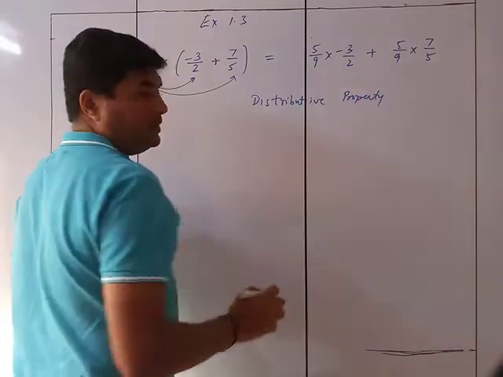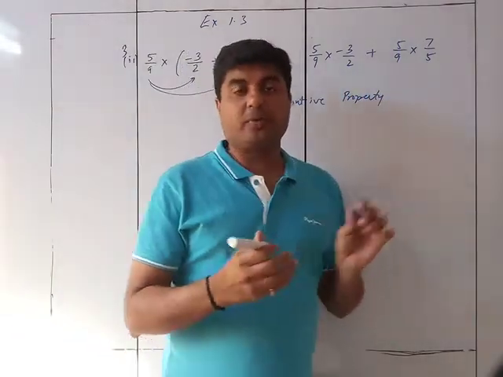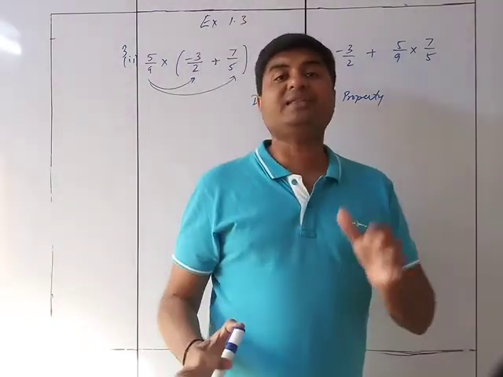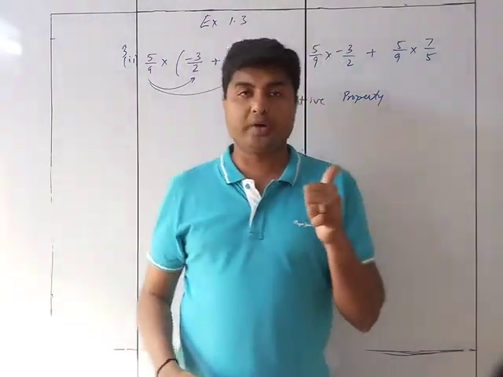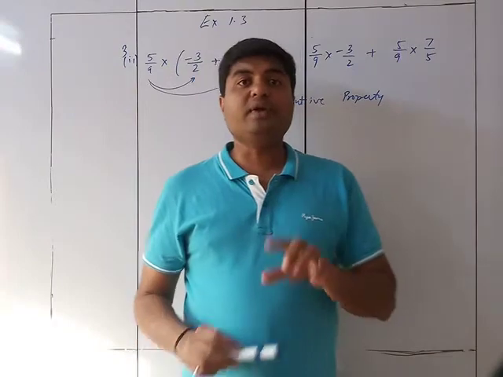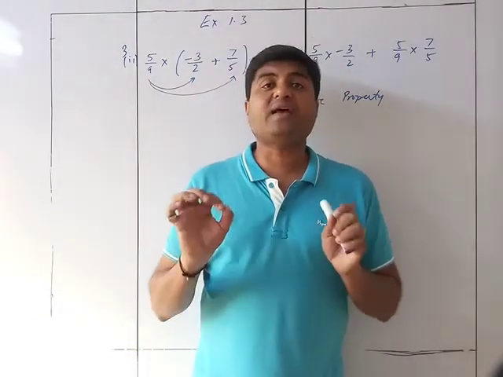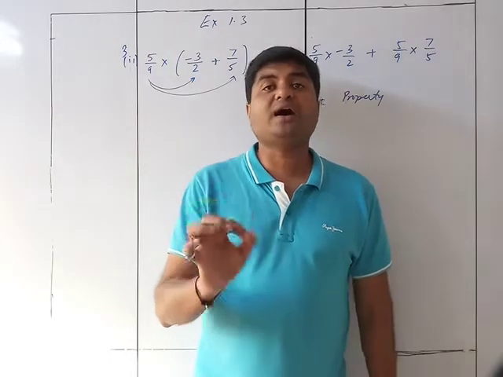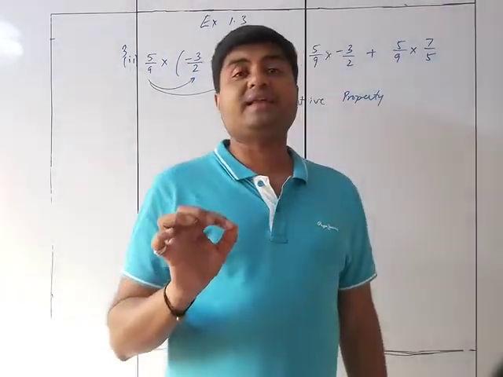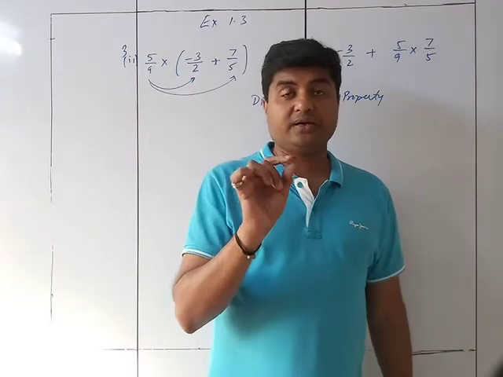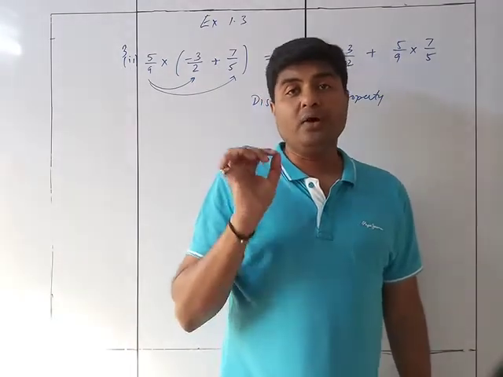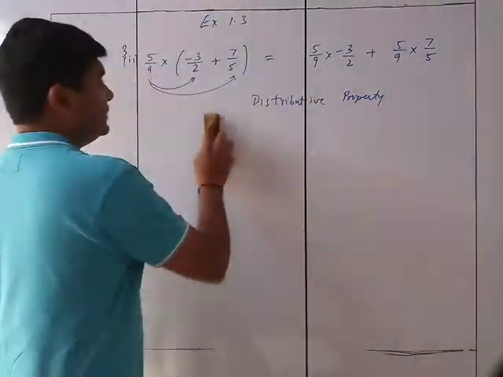Now in this question, it is not given that you have to follow the distributive property. It is given that you need to verify that this distributive property holds good over here. Okay? So here we are going to find out the LHS and RHS separately and see whether the answer we are getting is the same or not. If the answers are the same, then I can say that for multiplication and addition together, the distributive property is applicable. So let's see this.